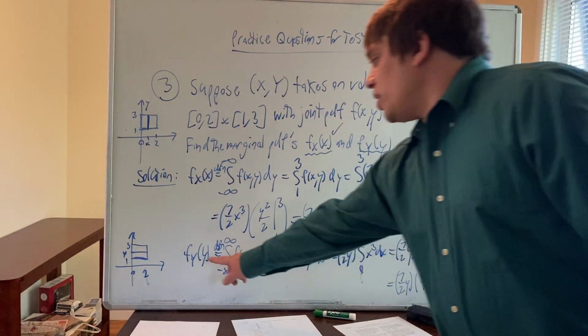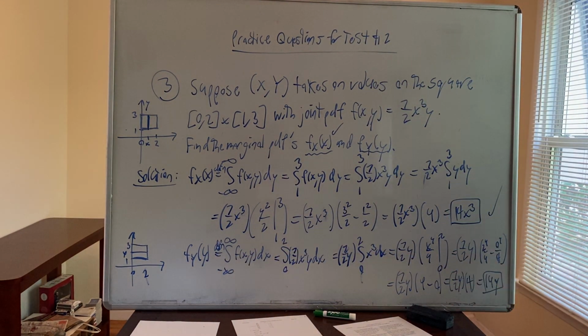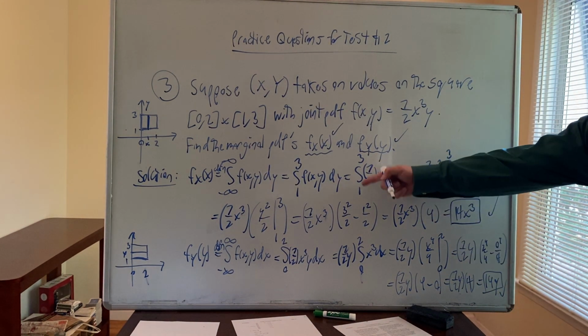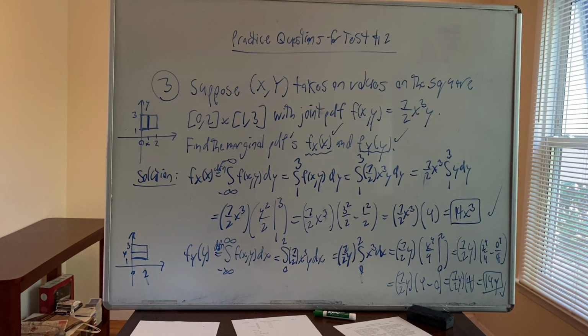So f sub capital Y of y is equal to 14y. And we got that there. So now we found f sub capital Y of y. Okay, and so we have now solved this problem. I can put a little box here at the end to denote that. So that's number 3.